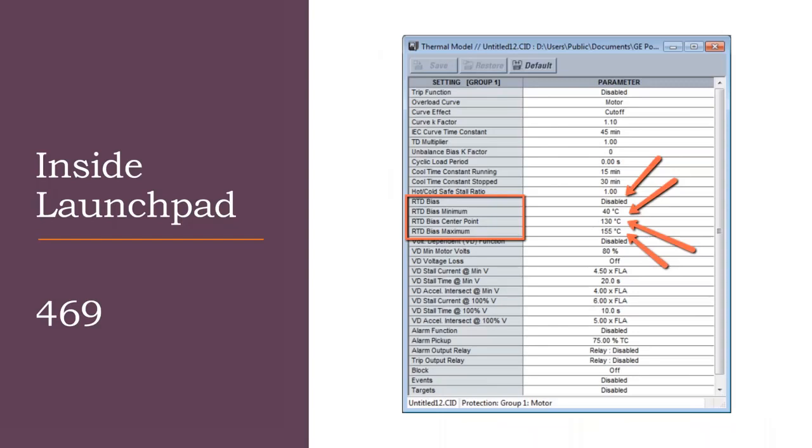Here's what it looks like inside of InterVista Launchpad. I know that all of you have this installed on your machine and use it daily. This happens to be the 469. You'll see that there are 4 settings to modify as you set up the RTD biasing. There are the 3 that we just discussed, and then you just need to enable the RTD bias.